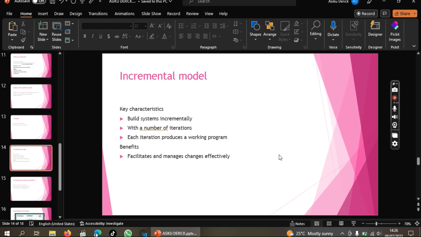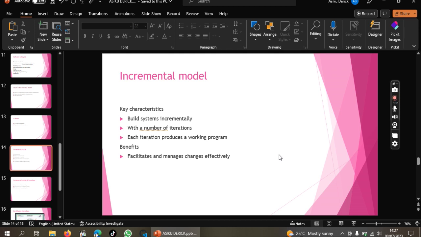So let us understand it more by understanding the characteristics. It is built on incremental. It means you draft. After drafting, you show the draft to the user. The user sees it, makes changes. You come back, update, and go back. Then there is a good number of iterations. Then each iteration produces a working program.